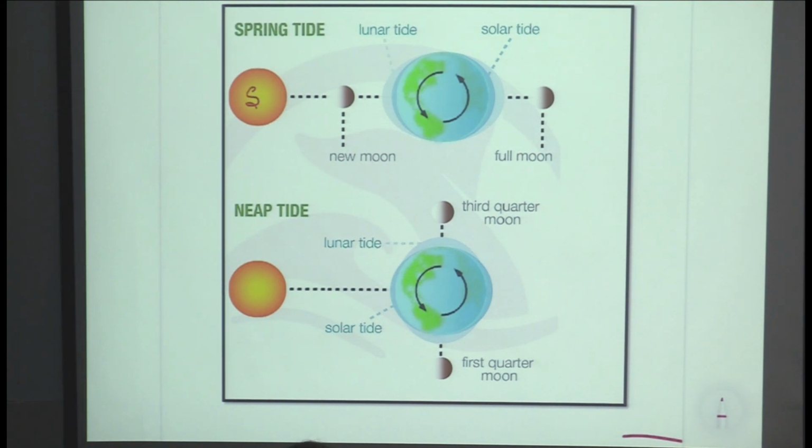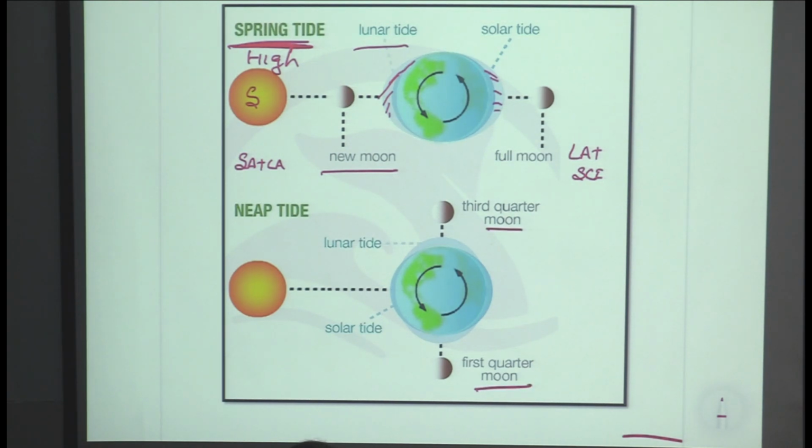Sun, new moon, lunar tide, solar tide. Do notice I am shading lunar tides. Lunar tides are higher in height. So if it is new moon, solar attraction and lunar attraction are working together. But if it is full moon, lunar attraction will work with solar centrifugal. Which type of tides will be generated? Spring tide. And what are spring tides? High tides.